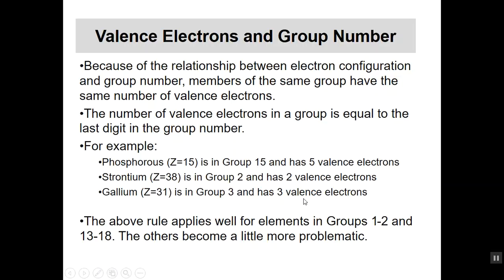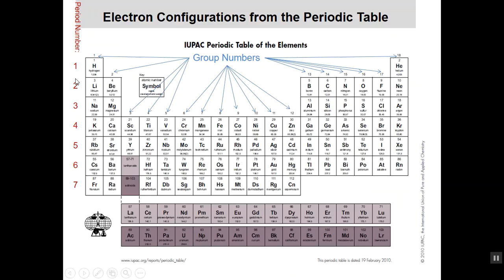This works well for elements in groups 1 and 2 and 13 through 18. The others become a little bit more problematic. If you look at groups 1 and 2, and here are 13 through 18, in here it gets a little bit dicier sometimes because funny things happen in electron configurations.